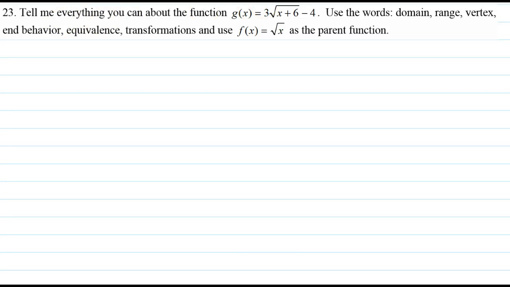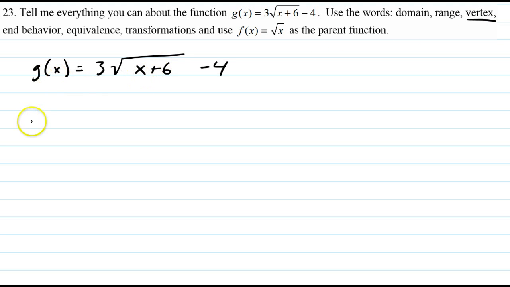Alright, for 23 we're going to look at this graph, or this equation graph. So we have g of x equals 3 times the square root of x plus 6 minus 4. So we want to use these words. Let's start with the vertex.